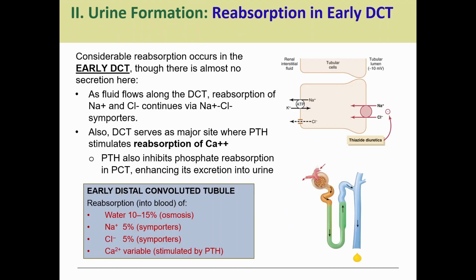Now, we also reabsorb in the early distal convoluted tubule, but there's almost no secretion here. So we're going to continue absorbing without secretion. It's almost like we're just continuing what the loop of Henle was doing in a way. But in this case, we're reabsorbing sodium and chloride using those symporters again.